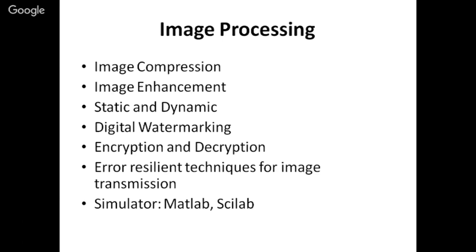We can do it in the form of static as well as dynamic. We can also provide digital watermarking, where we want to embed some information onto the picture and then pass it on to the user. That is also authentic information which has been generated from the official sources. Then error resilient techniques for image transmission. If the image is transmitted from one user to another one, how can the quality and integrity of the image be kept as it is when it is received at the receiver. And the most common simulators used for this are MATLAB and Scilab.